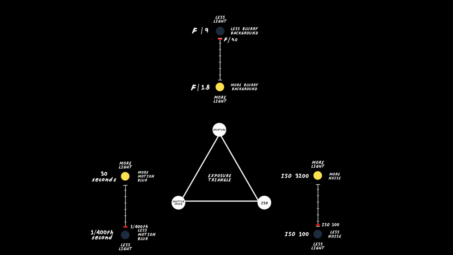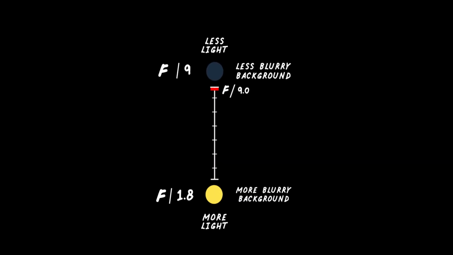Okay, for the first example, let's try to do a portrait in a dimly lit room. Let's say we're in a low light situation and we're taking a photo or video of someone. We want the image to be exposed correctly. We also want the background blur to separate the subject from the background. First, let's make sure our aperture is wide open so that we're getting as much light as possible.